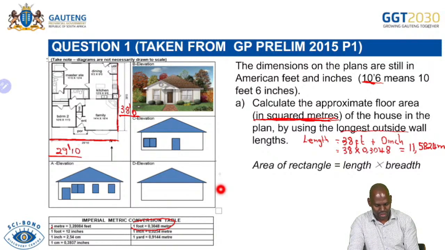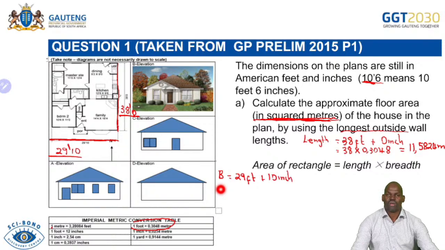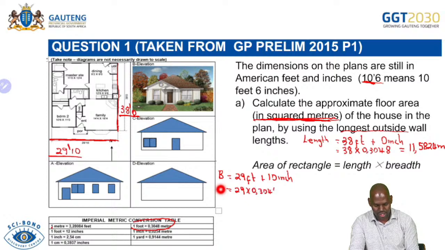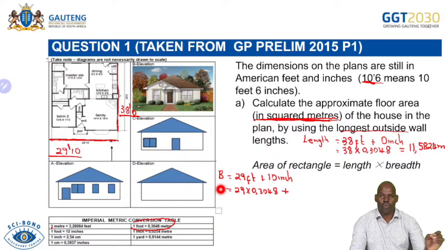So for the breadth, let us separate the two. We've got 29 feet, plus 10 inches. In the end, we want everything to be in meters. Then we can't add the two values because they are in different units. Let us convert. This one we say 29 multiplied by 0.3048. Okay, plus. What about inches?